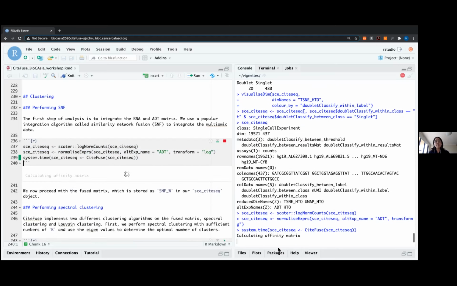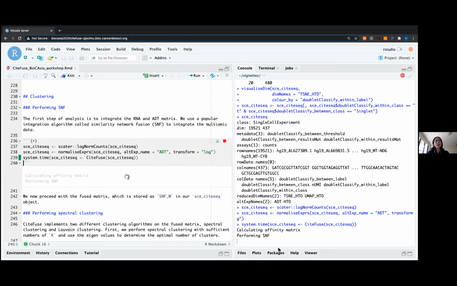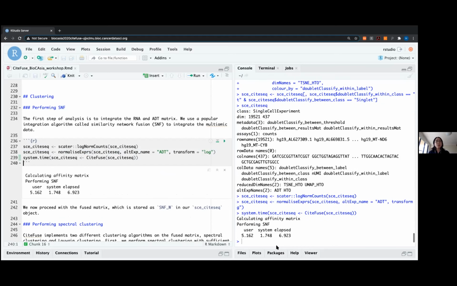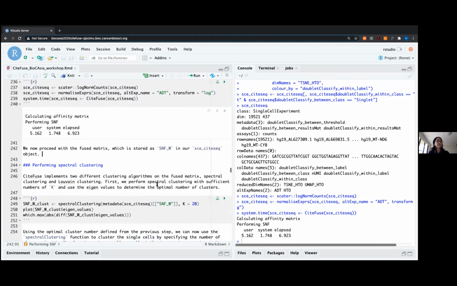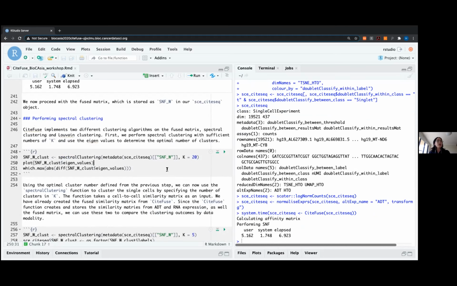Because currently we only have 500 cells, the algorithm is pretty quick. But when you have more and more cells, it does take a lot more time. What our function does is it saves the fused matrix as an SNF_W object. Okay, so with this fused matrix, we can do a lot of things.